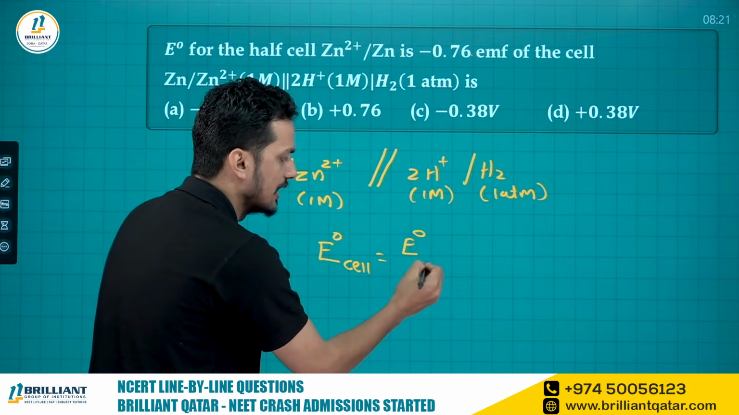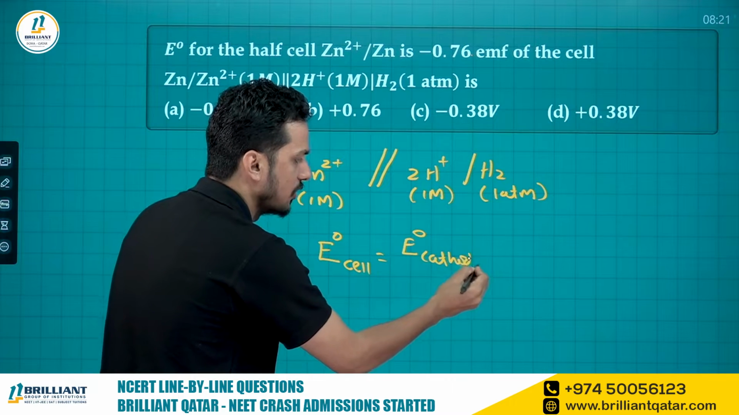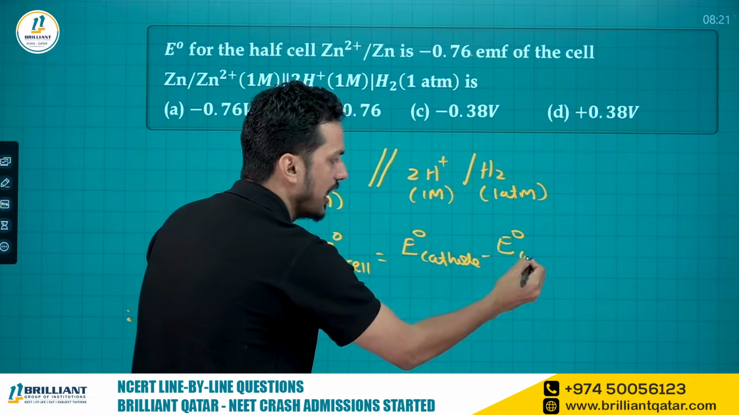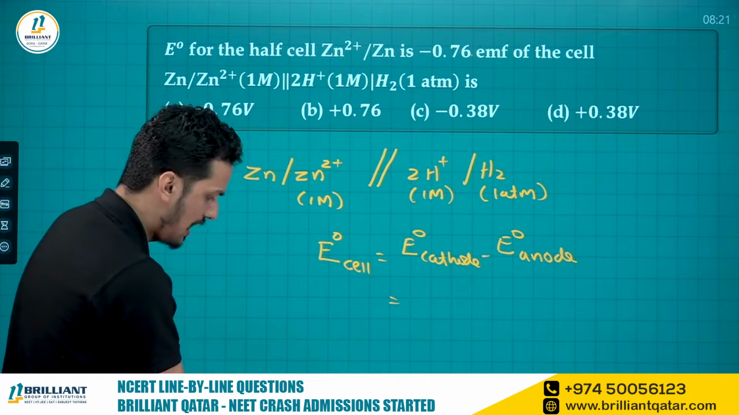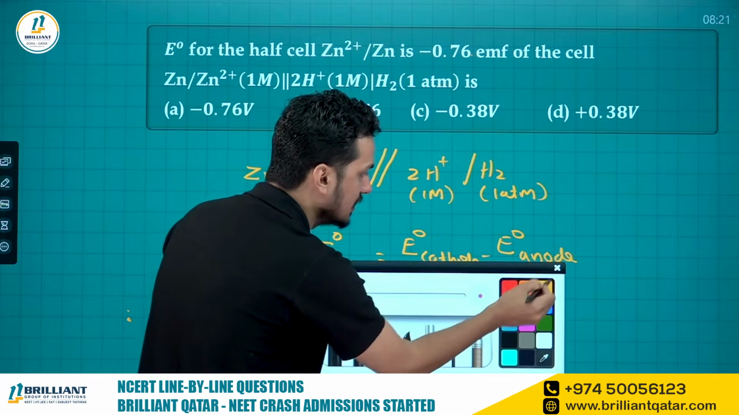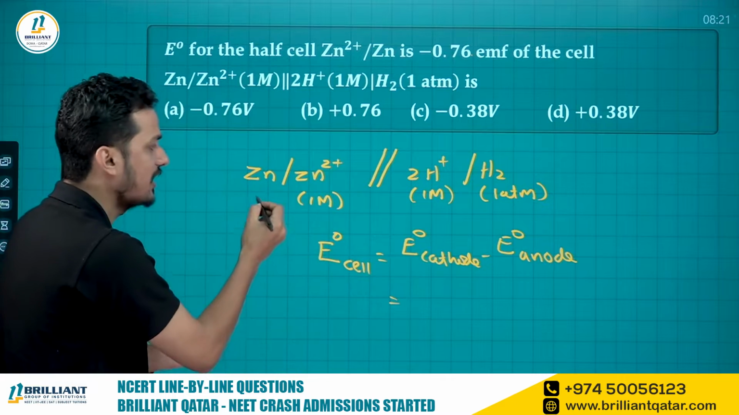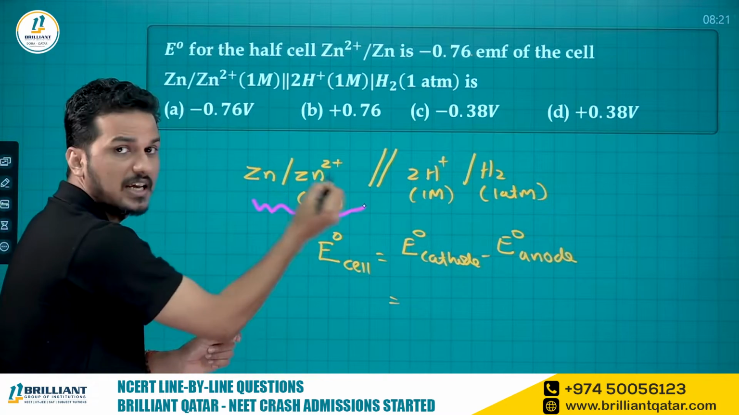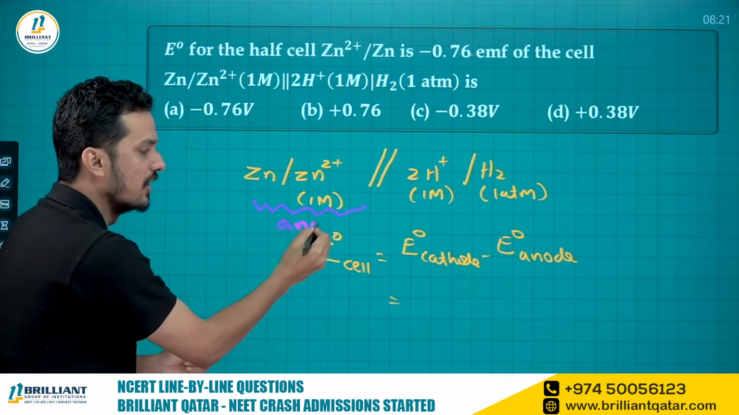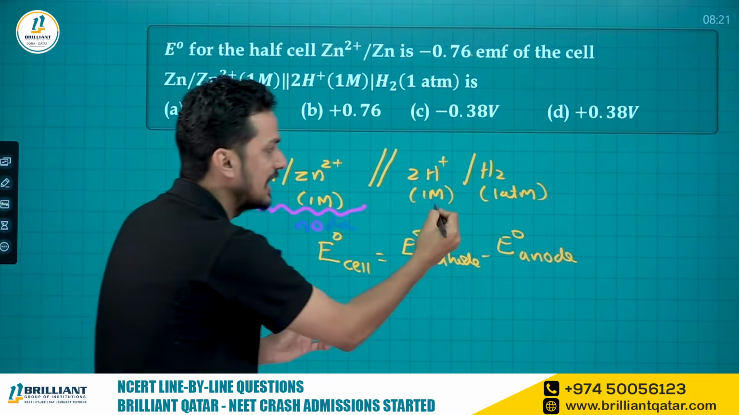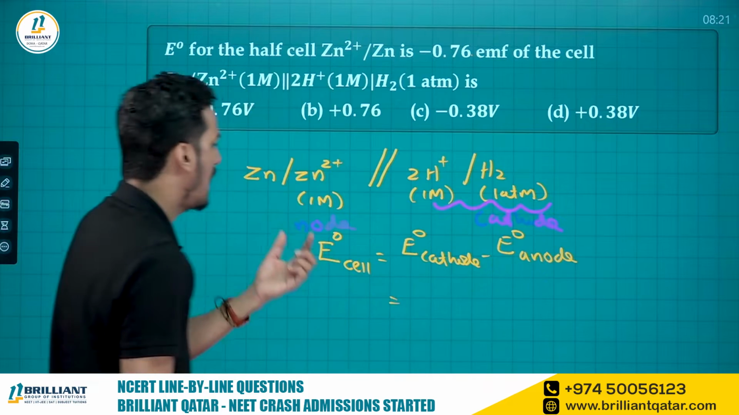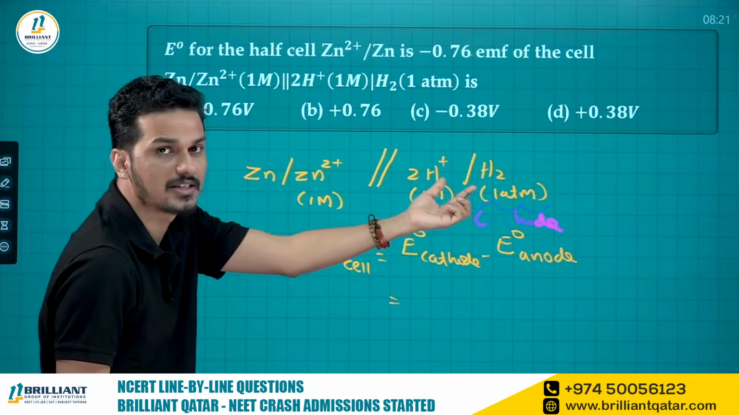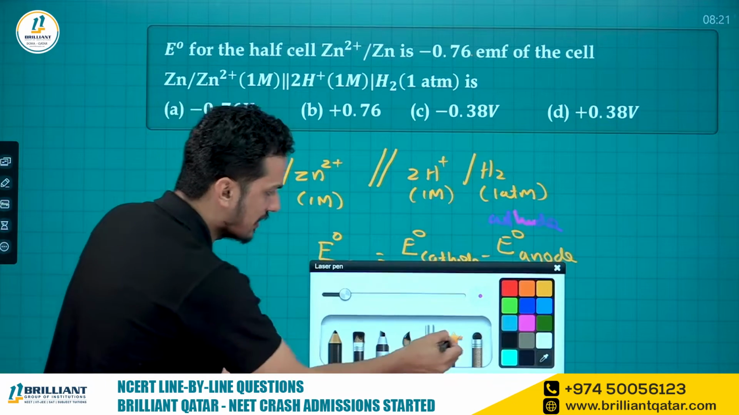E0 cathode minus E0 anode. We must understand that the one on the left hand side should be the anode, and the one on the right hand side should be the cathode. This will be the cathode. So anode is zinc, cathode is hydrogen. So we can write the values.